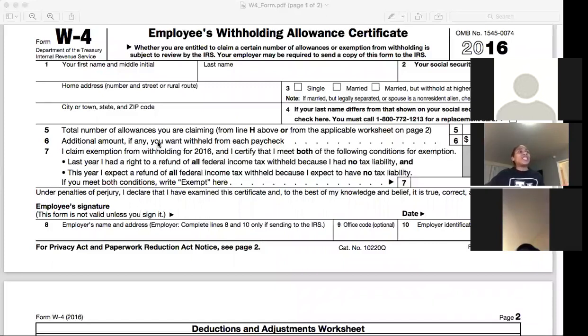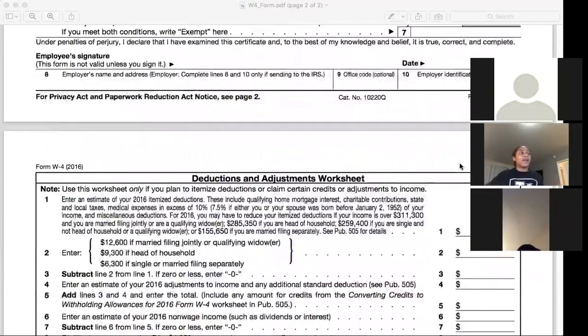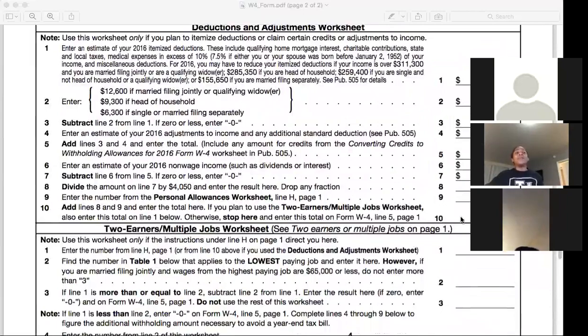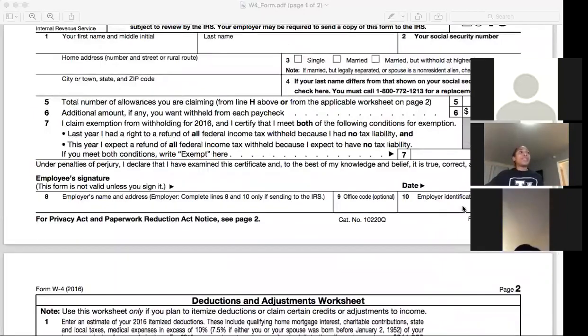Line 6 says any additional amount you want withheld from your paycheck. You don't want anything else withheld from your paycheck. You're not trying to give anyone any extra money. So you're going to leave that blank. And line 7 says if you claim exemption from withholding. You're not exempt. You've got to pay taxes. So you want to leave 7 blank. The only thing you want to fill out on this page is box 5 with whatever you got on line 10 from page 2.